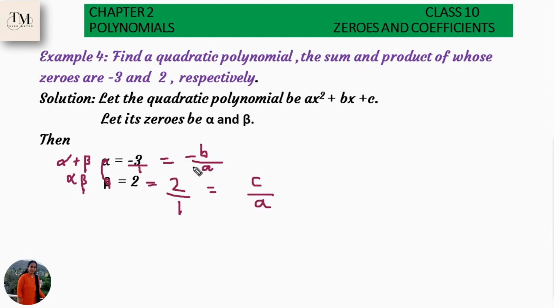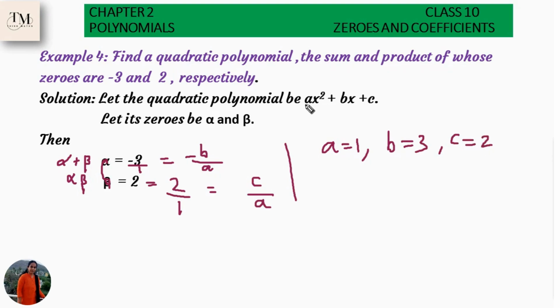We already proved this relationship. The sum of the zeros is equal to minus b by a and the product of the zeros is equal to c by a. So here minus 3 divided by 1 is equal to minus b by a. Comparing this equation, we get a is equal to 1 and b is equal to 3, and c is equal to 2.